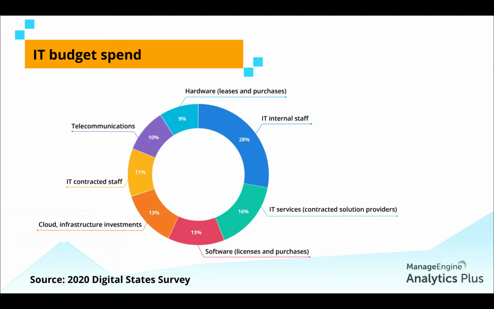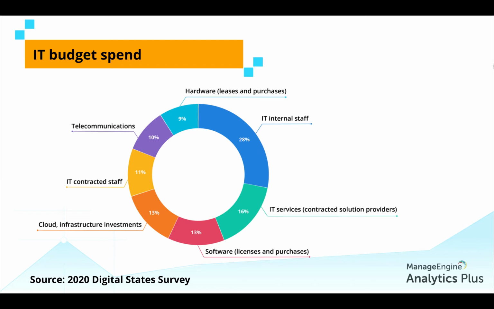A 2020 Digital States survey mentions that large organizations spend more than 1/4 of their IT budgets on internal staff. That's about 28%. This includes salary and benefits, overtime costs, training, and other expenses. The next top expense is contracted IT solutions providers, followed by software license purchases and cloud and other infrastructure investments. Contracted staff take about 11% of the budget, while hardware purchases and leases take about 9% of the total budget. Telecommunication services cost about 10% of the total IT budget.